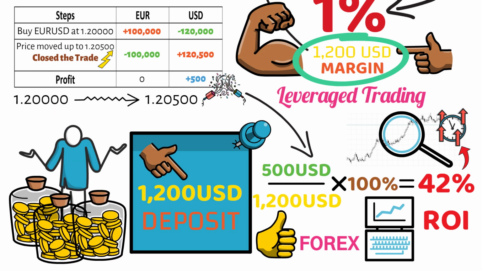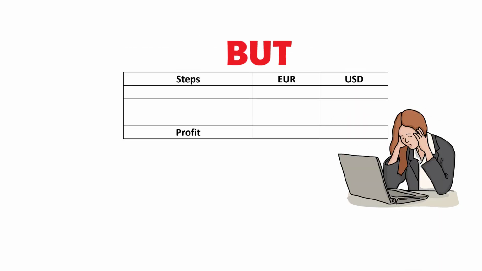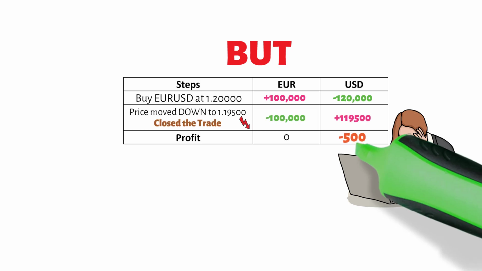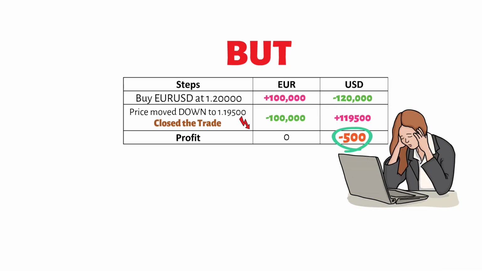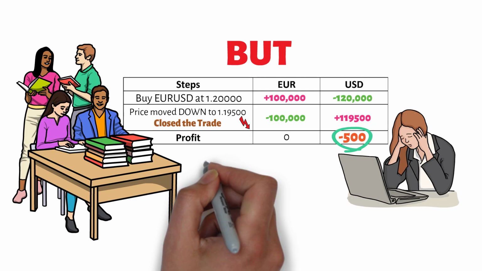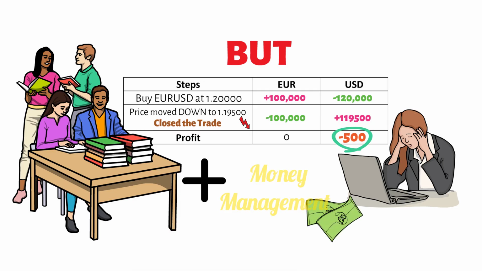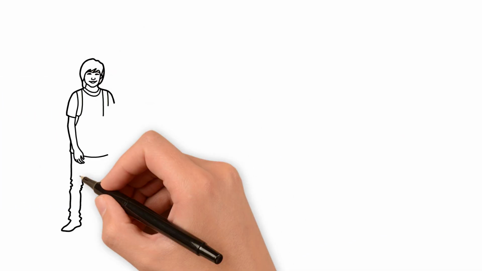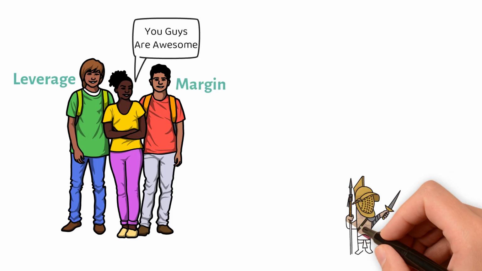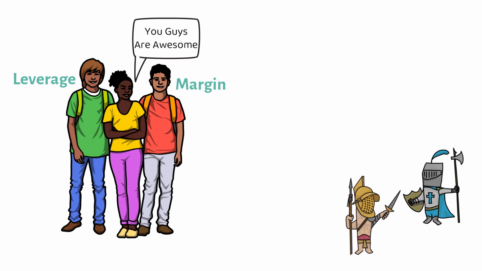But bear in mind, it can also work the other way around. What if your speculation was not right and the trade went the opposite direction? You would have lost 500 USD within minutes as well. That's a huge loss. This is why it is important to have a strong foundation in terms of Forex knowledge combined with money management. If you can handle it well, then leverage and margin can be your best friend. If you are not disciplined, it can be your worst enemy.